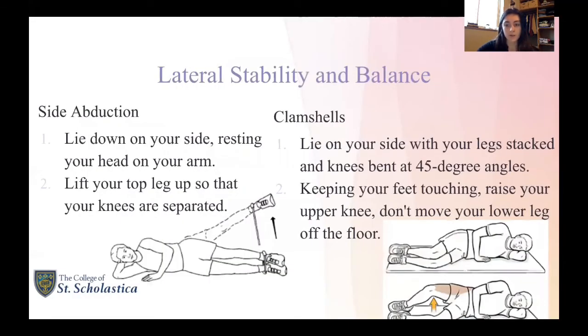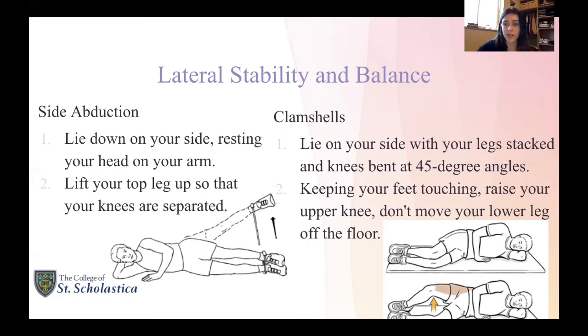Falls to the side of your body with impact to your hips have a higher incidence of fracture. Development of hip abductors and leg extensors related to lateral stability help improve lateral postural stability, which would help reduce the falls to your side. One of the exercises that you can do to increase this musculature is called the side abduction.